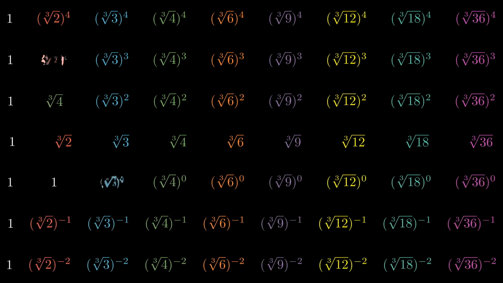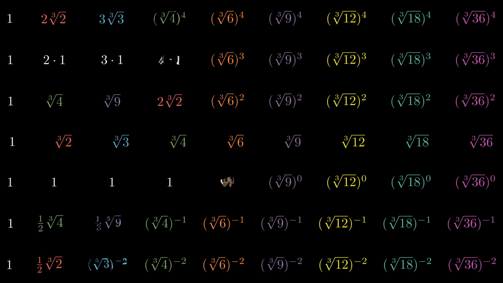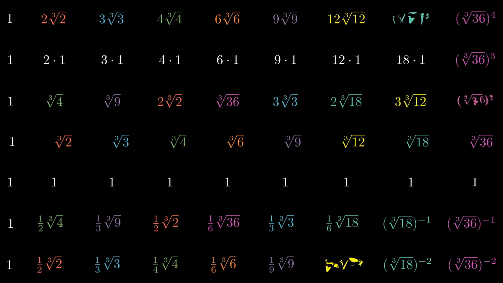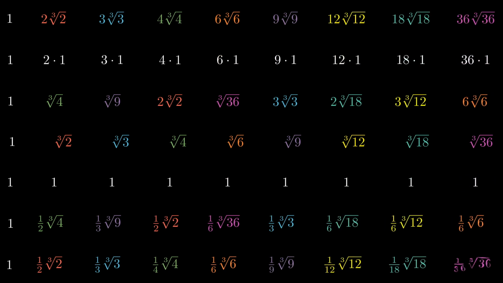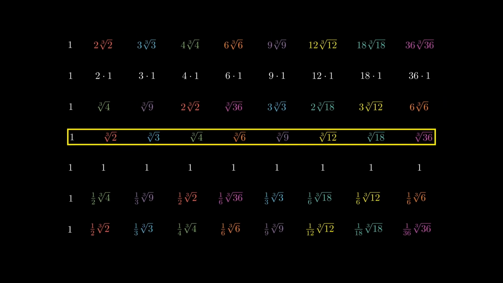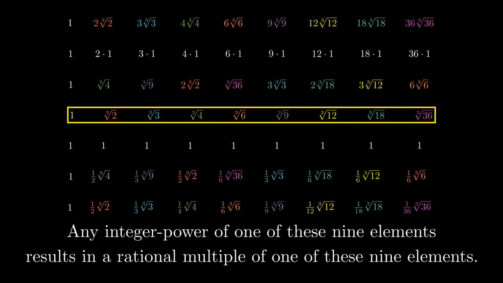Now we'll begin simplifying each of these powers of these cube roots. Observe that every time, it's one of the same numbers that's underneath the cube root. So if you take any integer power of one of these 9 interesting elements, you just get a rational multiple of one of those 9 elements back.